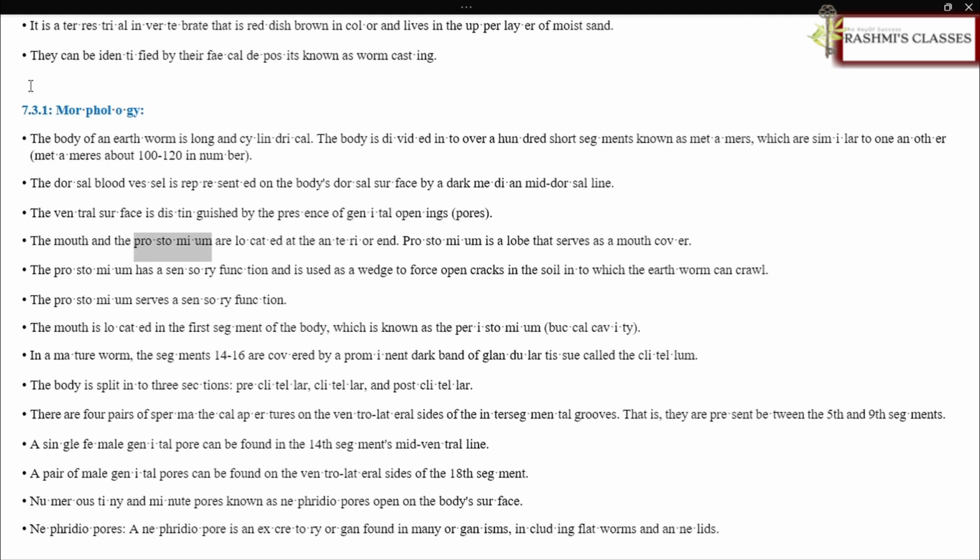The mouth and the prostomium are located at the anterior end. Prostomium is a lobe that serves as a mouth cover. The prostomium has a sensory function and is used as a wedge to force open cracks in the soil into which the earthworm can crawl. The mouth is located in the first segment of the body, which is known as the peristomium, buccal cavity.